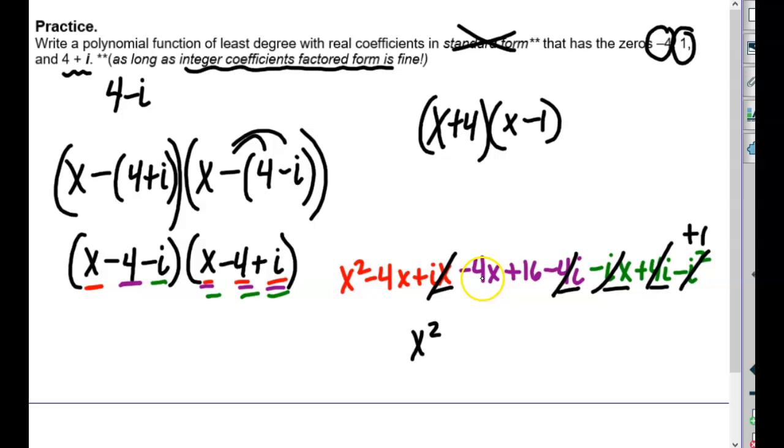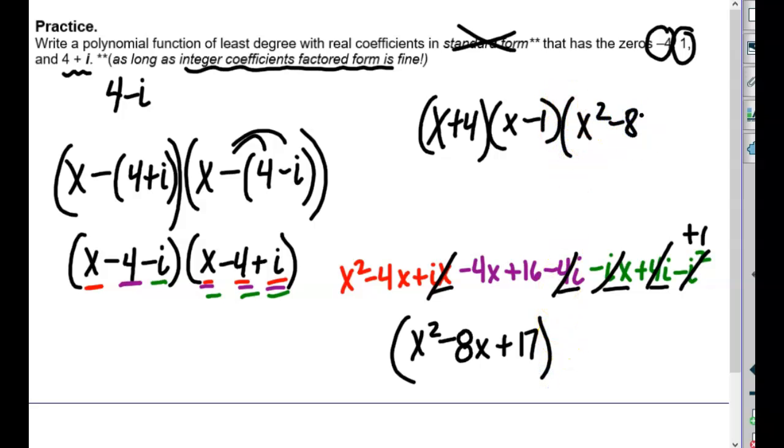X squared minus 8x, 16 plus 1 back there is 17. Did someone else get 17? Okay. So our factored answer is x squared minus 8x plus 17. We had to put it back together to get rid of the imaginary numbers. Standard form would mean if I made you FOIL these two together and then FOIL all that together to get an x to the fourth, and so on. Okay? That would be standard form.